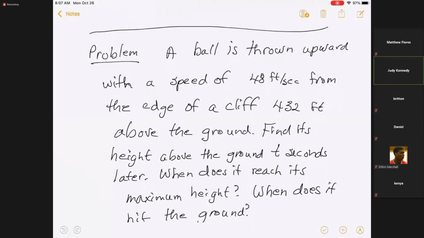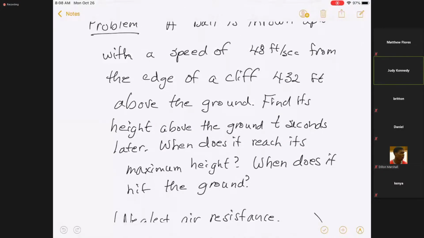And of course, at some point, it's going to come back and hit the ground, at which point our problem's over, because who knows what happens then. Does it bounce? Does it fall in some water or whatever? When does it reach its maximum height? And when does it hit the ground?